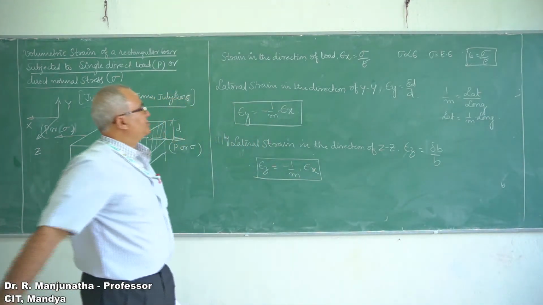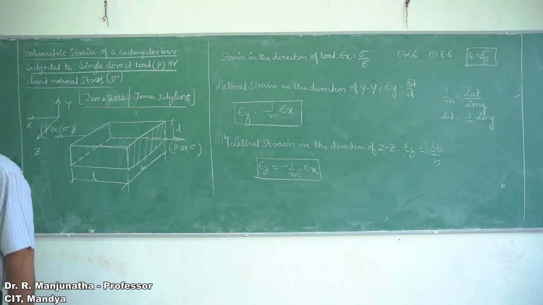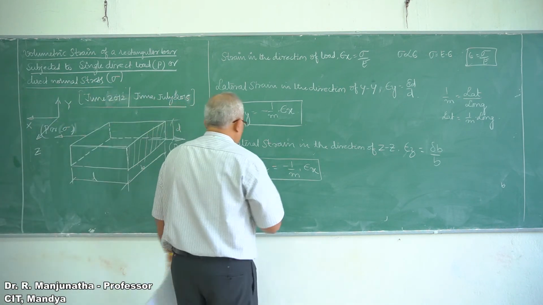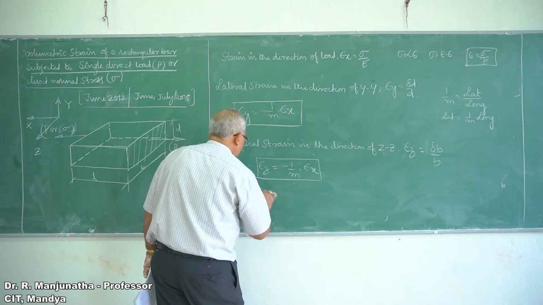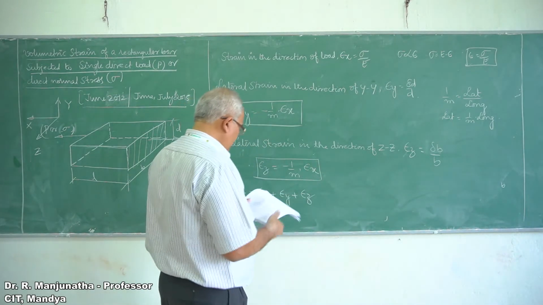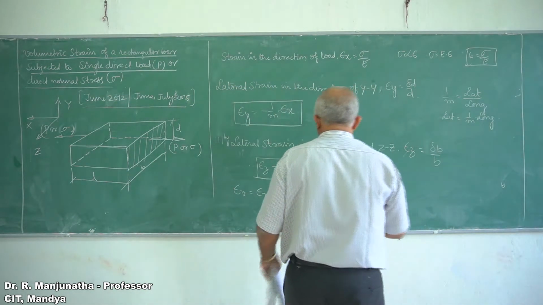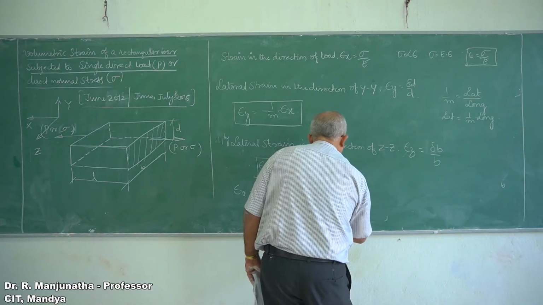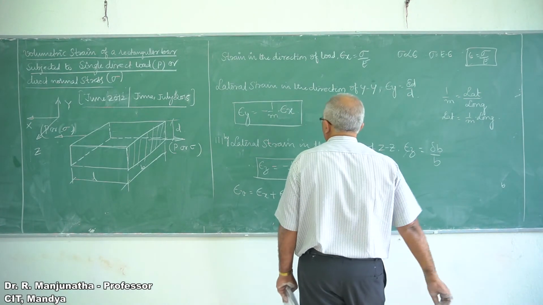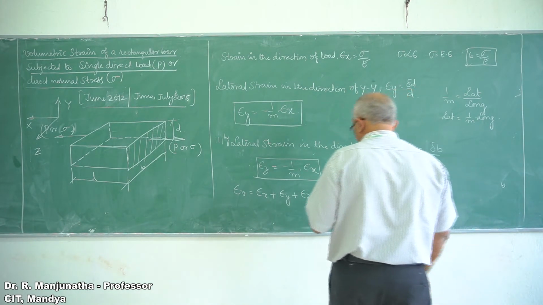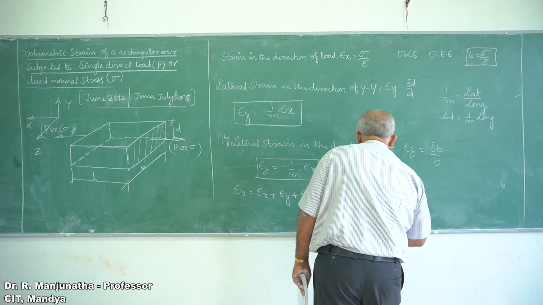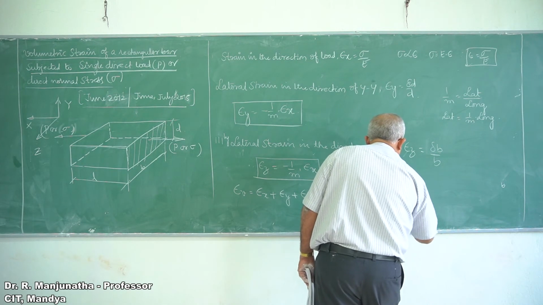So now we have this. What is the volumetric strain? That is the volumetric strain epsilon v, which is given by, so what is epsilon v? Epsilon v is nothing but epsilon x plus epsilon y plus epsilon z. So that will be equal to, what is epsilon x? That will be equal to sigma by E minus 1 by m into sigma by E.